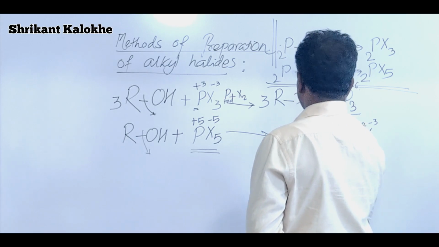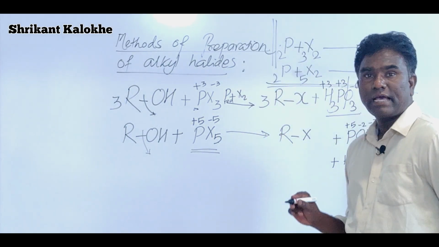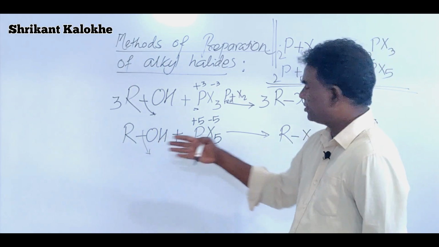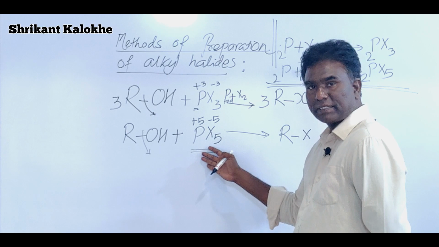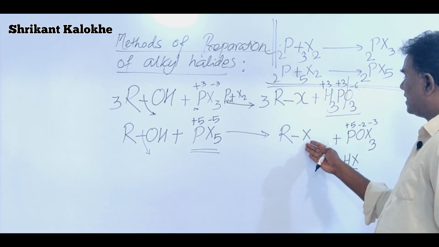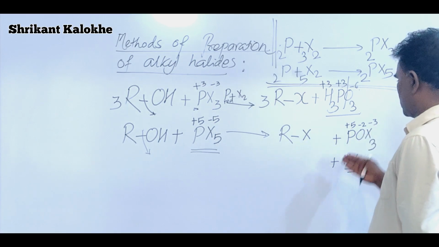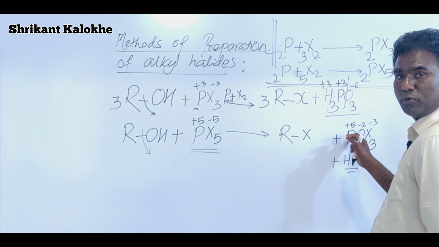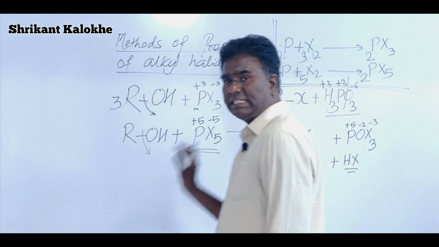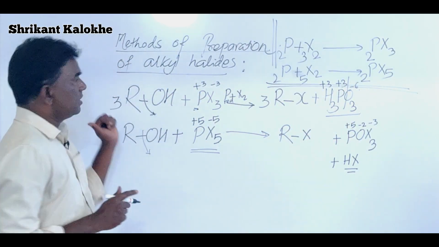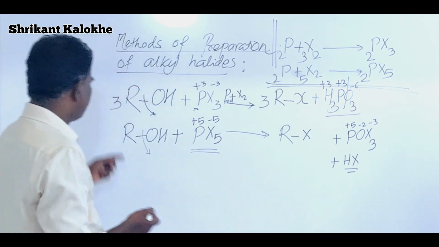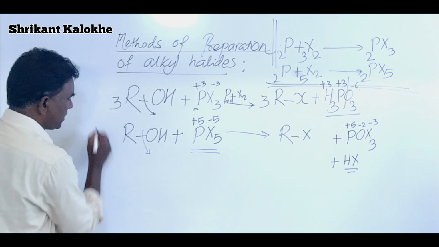And therefore we get only 1 RX. In this way the reaction is balanced by taking a single molecule of ROH treated with a single molecule of phosphorus halide, and we get a single molecule of alkyl halide and the side product POX3, in which phosphorus is pentavalent, and HX. So in this way, by just substituting R with different alkyl groups, for example methyl, ethyl, I will try to write this first reaction.